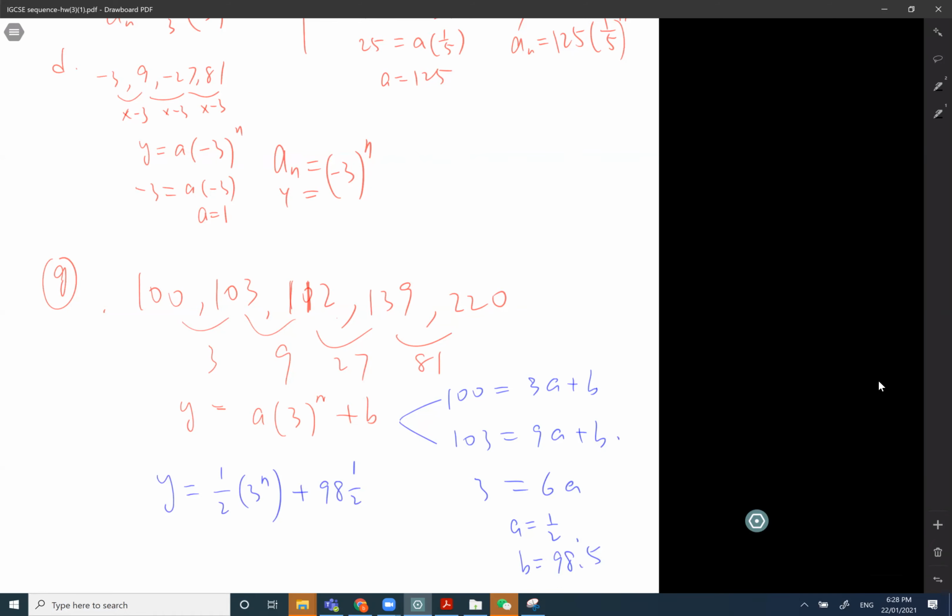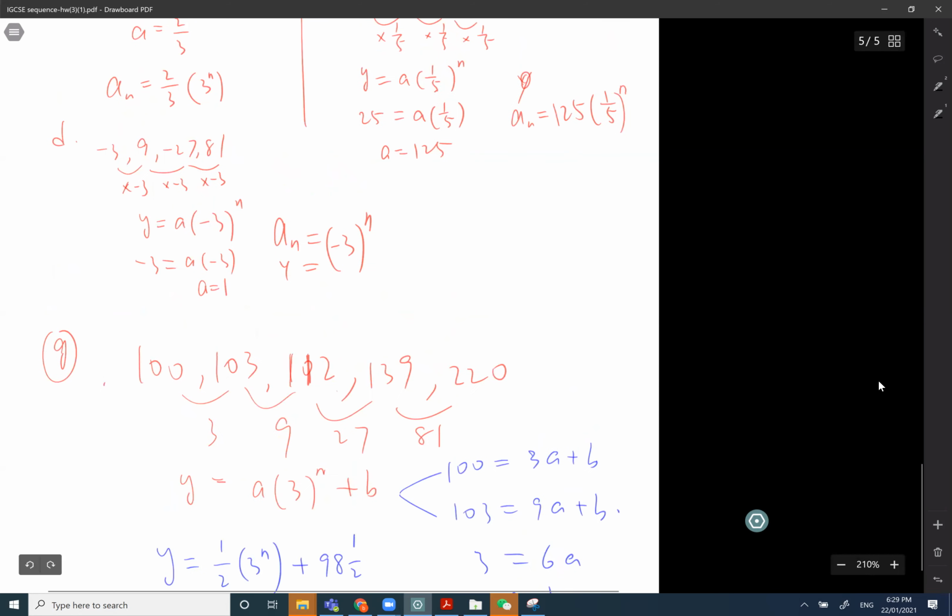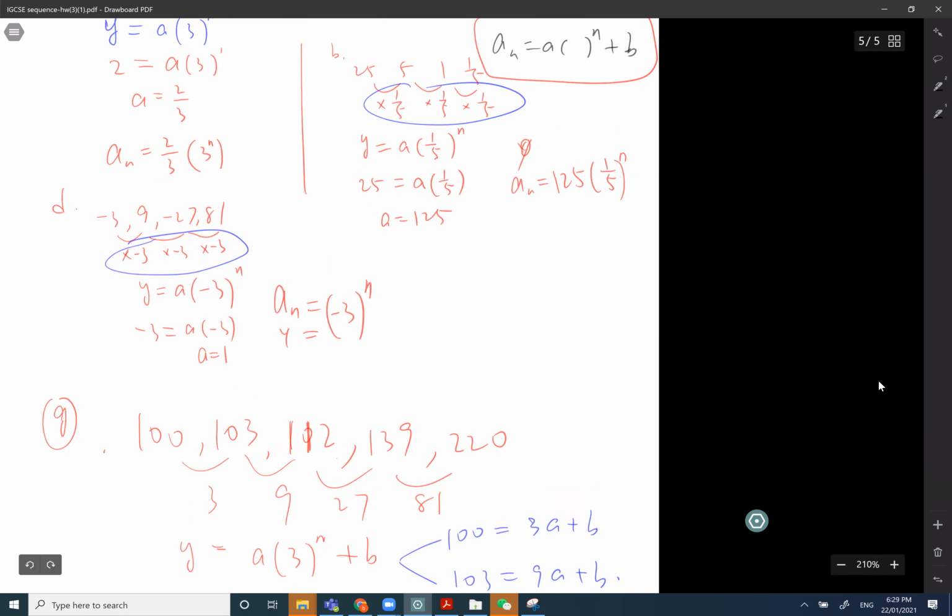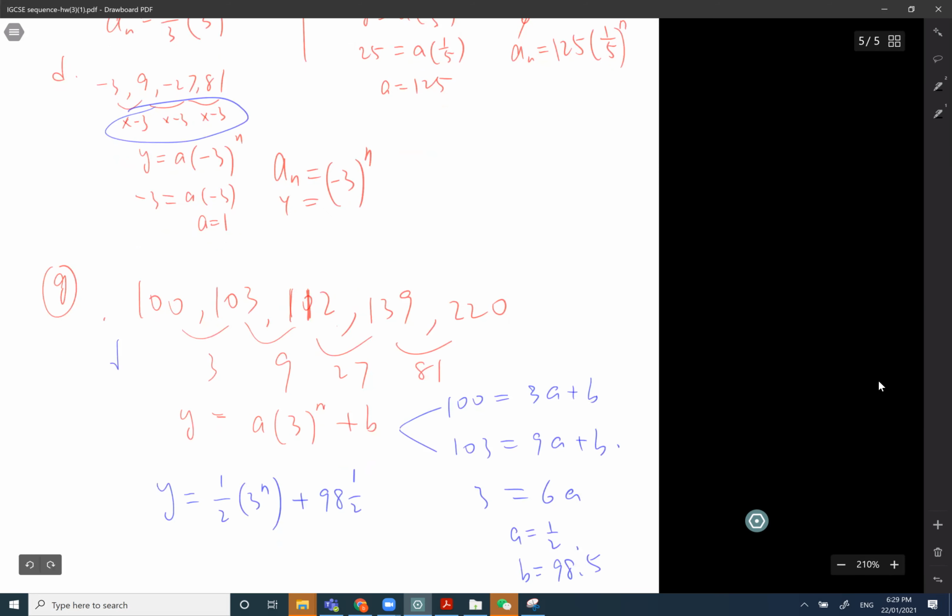That's the formula. Okay, up to today, we finished the pattern, the sequences. We got a lot of questions in this worksheet. You can do it. The answer in WeChat group. Oh, you can check. If you find the difference, this one just times a number, no plus b. But in this case, we have plus b.